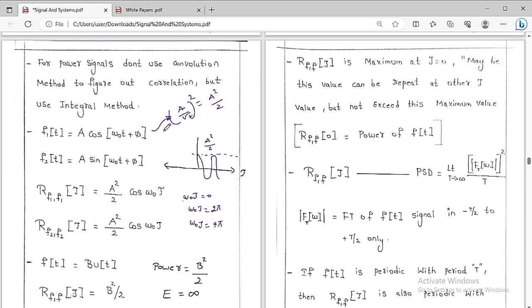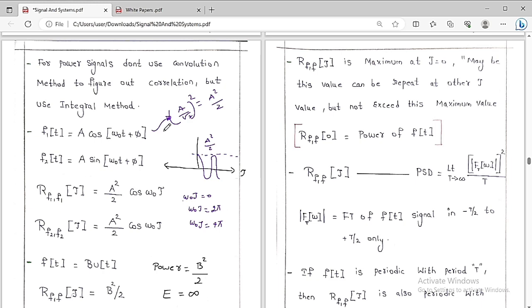So finally I can say R_ff(tau) is always maximum at tau equal to 0, and maybe this value can be repeated at other values of tau, but it will not exceed this value. And R_ff(0) is nothing but the power present in the signal f(t).